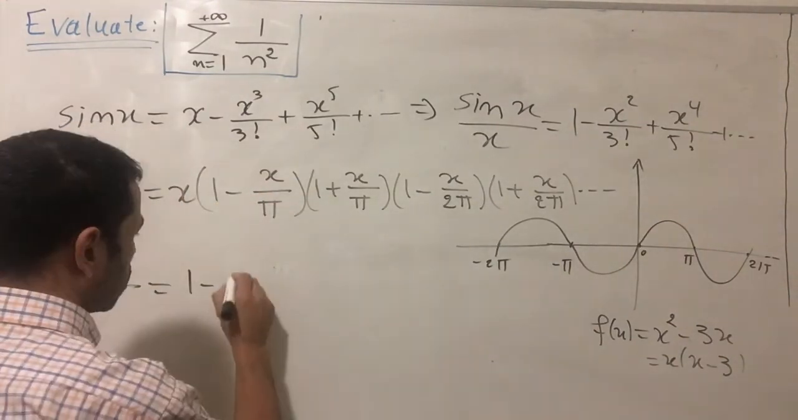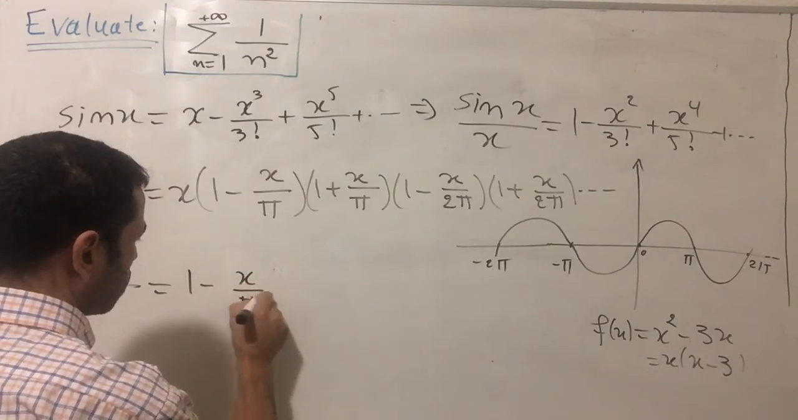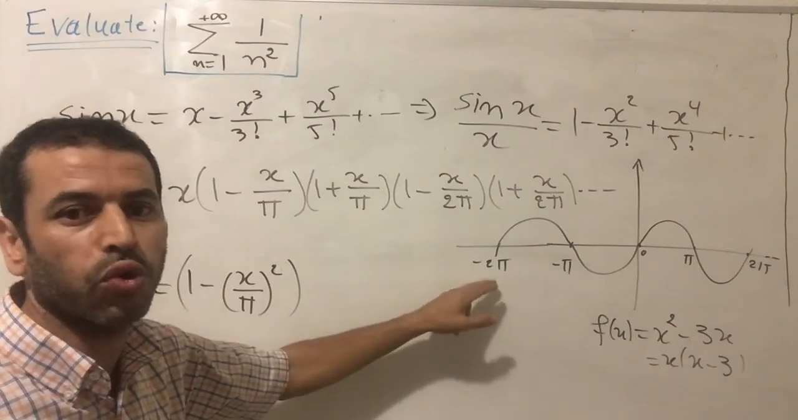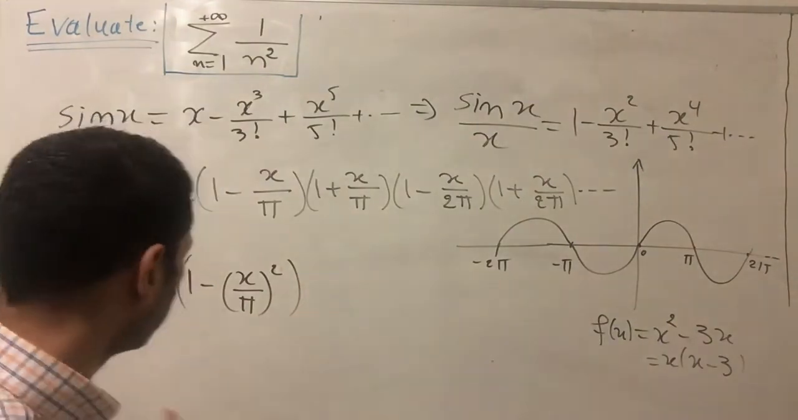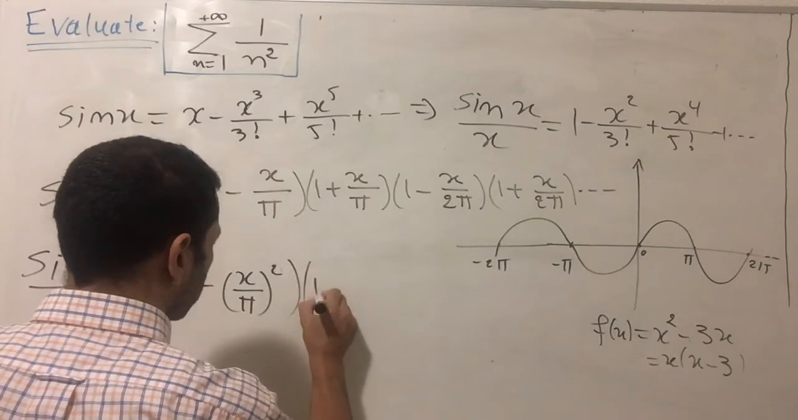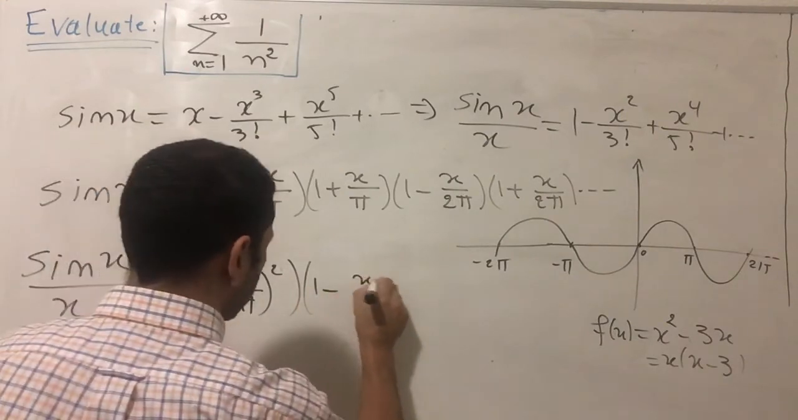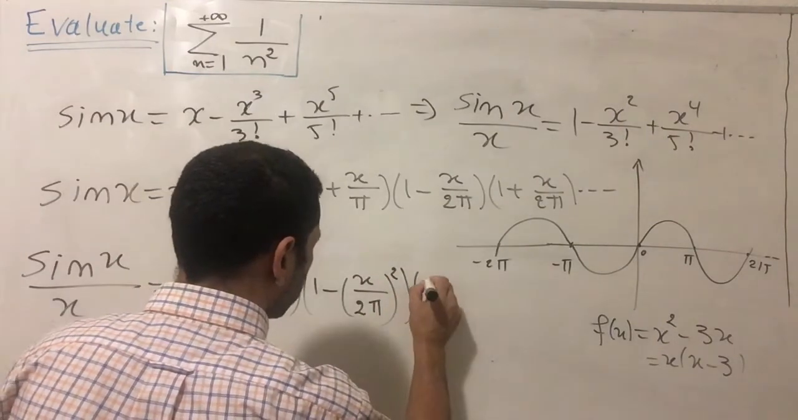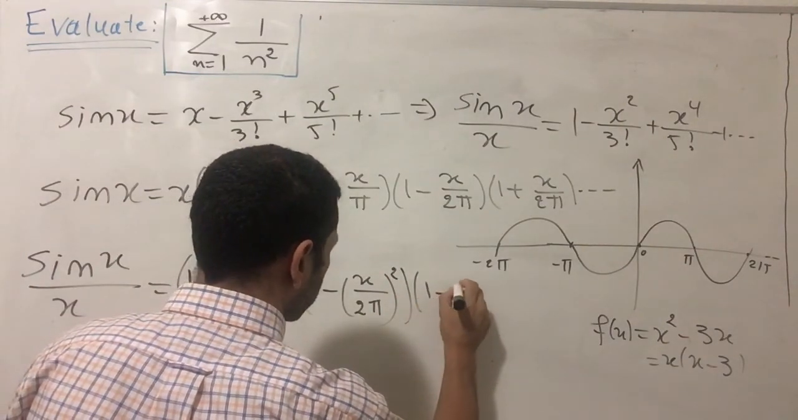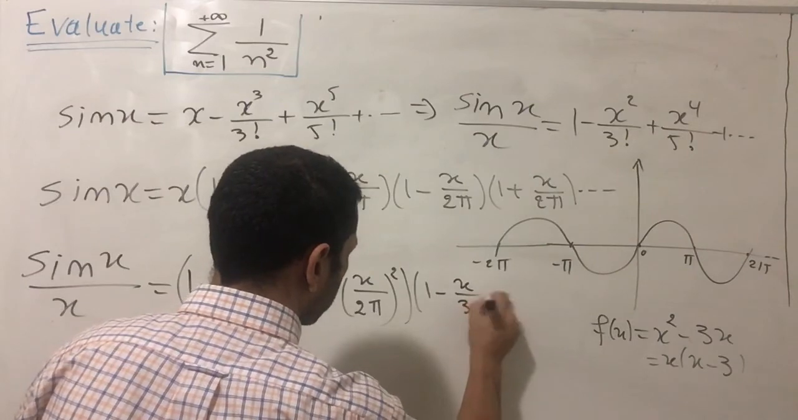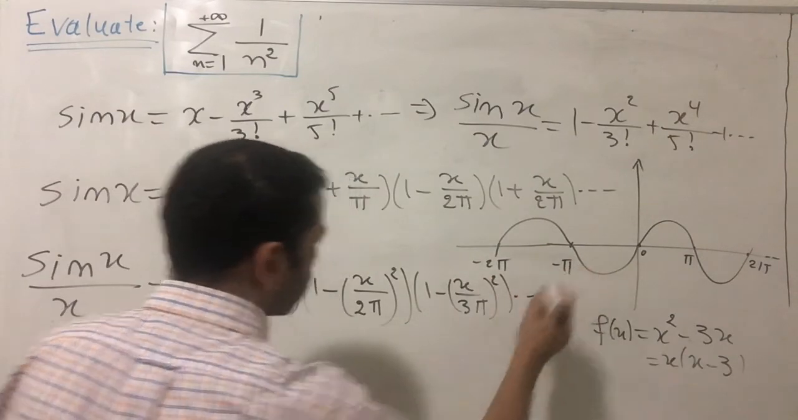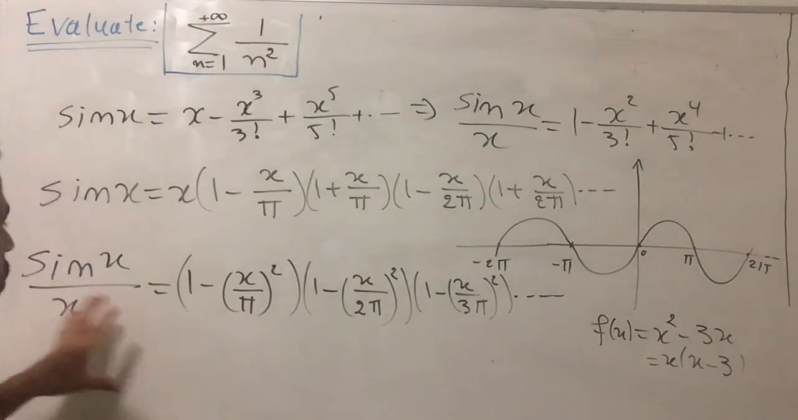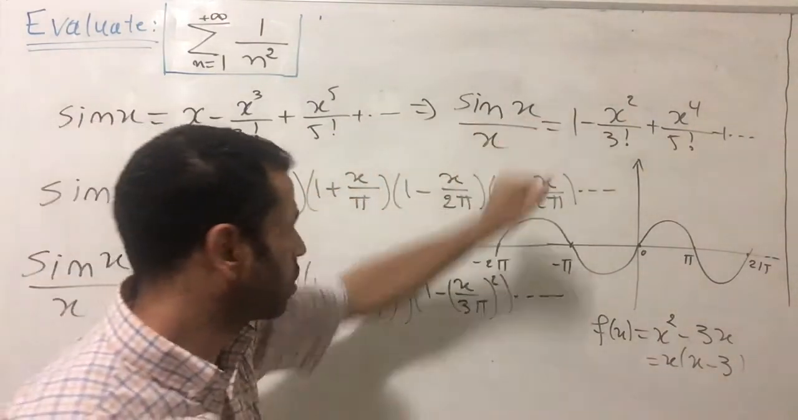It's giving you x squared over pi squared. This is written in the form (a minus b) multiplied by (a plus b) equal to a squared minus b squared. The same thing here. So this one is multiplied by 1 minus x over 2 pi squared and 1 minus x over 3 pi squared, and so on, all the way down. Now, if you take a look here, this function is equal to this one, the same.